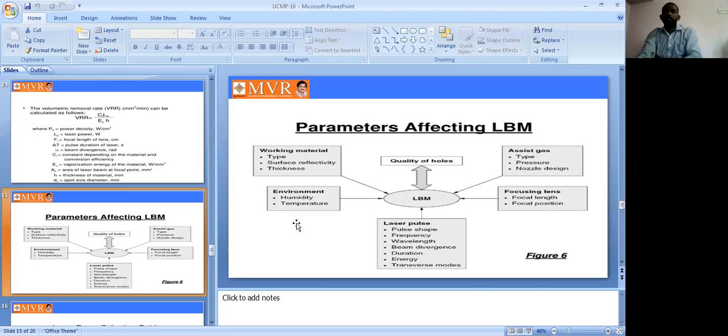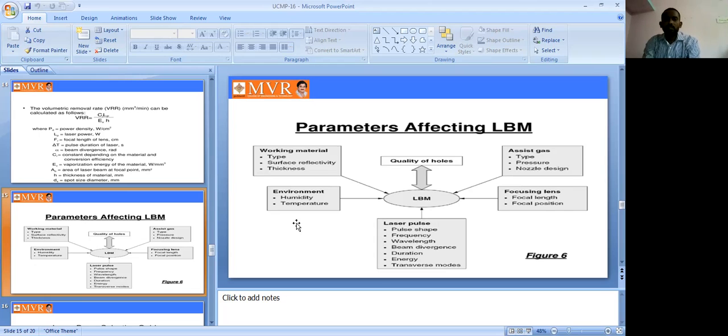The first one is humidity. Based on the humidity conditions, we can do the laser beam machining process. Next one is temperature. Whether it is a high temperature or a low temperature, based on the condition we can do the machining operation, LBM. So environment is also very important. If the environment is not good, automatically the production rate is very low. So we can see some effects of the environment on LBM.